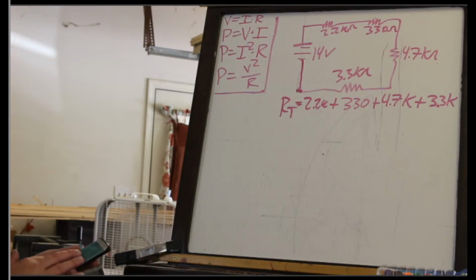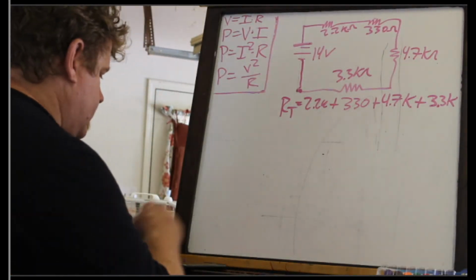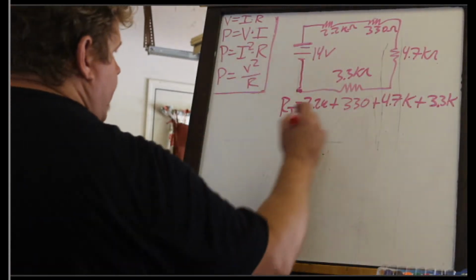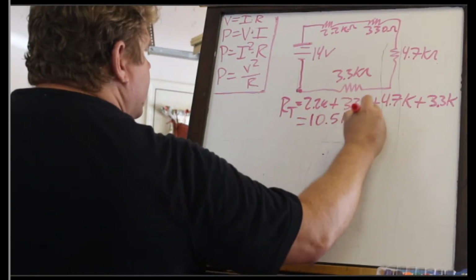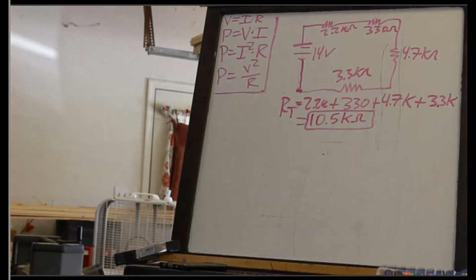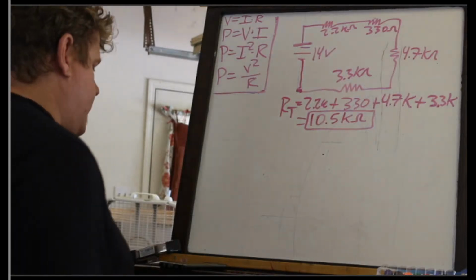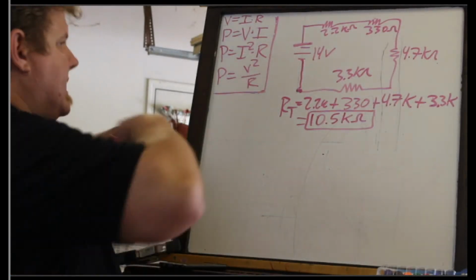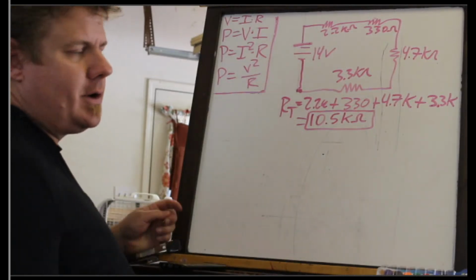And give me three significant figures. And I get a total of 10.53, and so I'm going to round that to 10.5 kilo ohms. Okay. So 2.2, 0.33, 4.7, 3.3 gives me 10.53K. Okay. So now I'm not going to find the total current, even though I could.